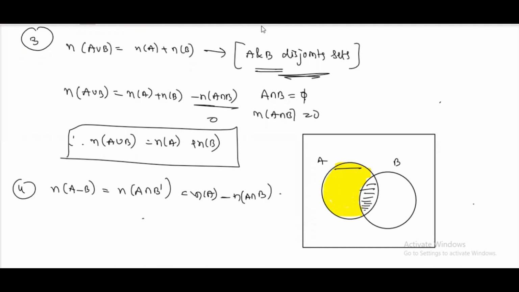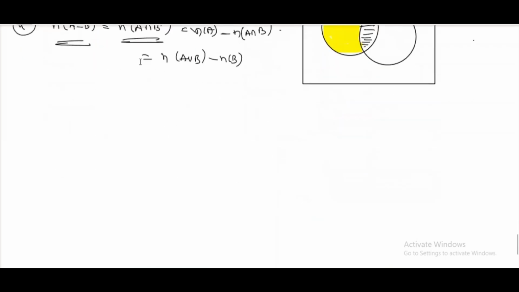Or another way: from n of A union B, from this total, if you remove B, that is also nothing but n of A minus B. So this is the way we will understand this one.